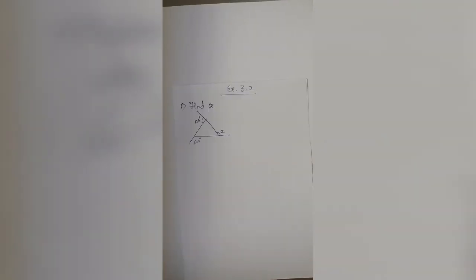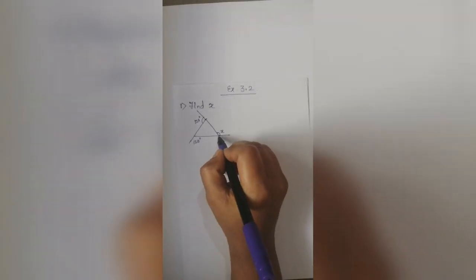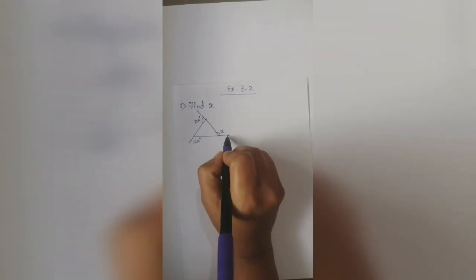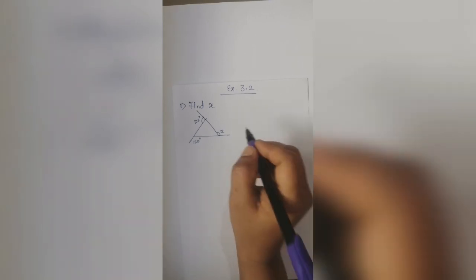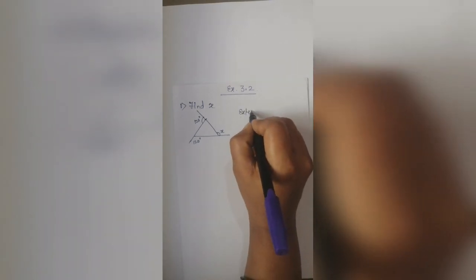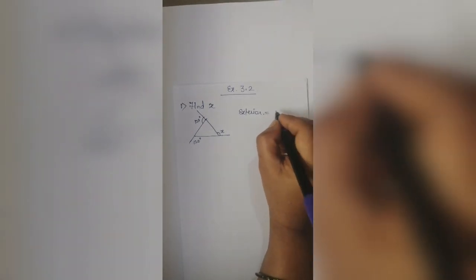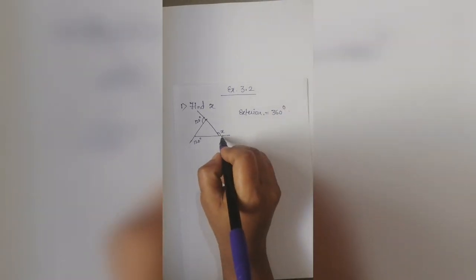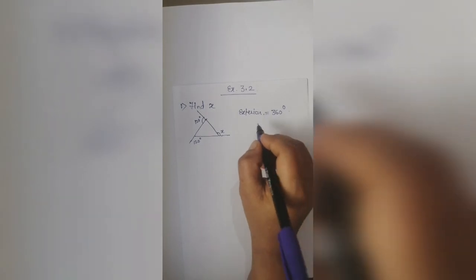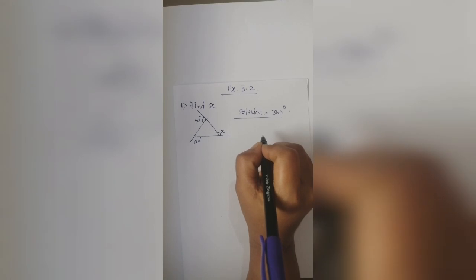Okay. Now we will start with exercise 3.2. Here in exercise 3.2, you have to find out the value of X. Here X is an exterior angle. So you know that the sum of the exterior angles of any polygon is 360 degrees. Now if asked to find out X, you have to directly use the angle sum property of the exterior angles.